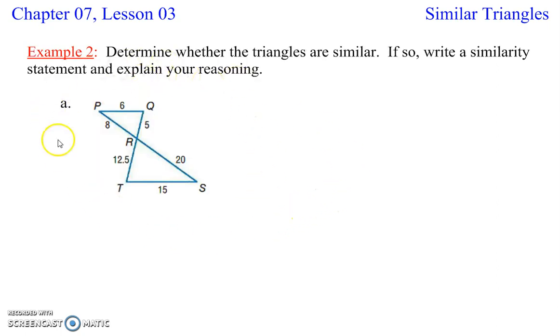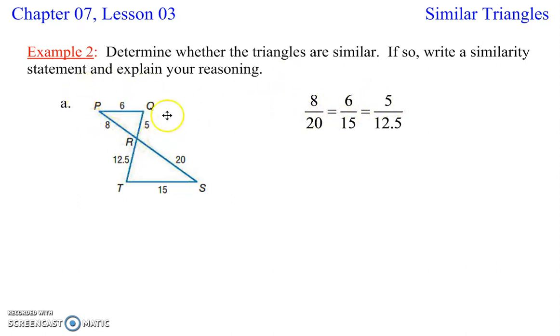So we could look at this, determine the similarity here. Well, we know all the sides, so we could check side, side, side. We also do know angles here, so we could go that route. Either way would work. So in this case, we'll use 8 to 20, and then 6 to 15, and we have 5 to 12.5. Make sure that you keep all the sides from one triangle together.